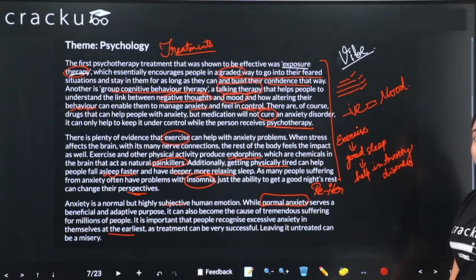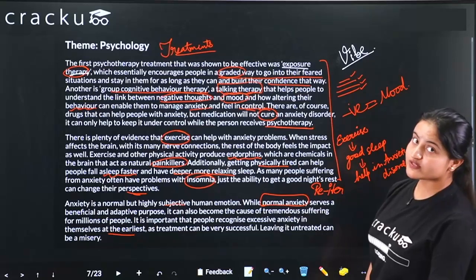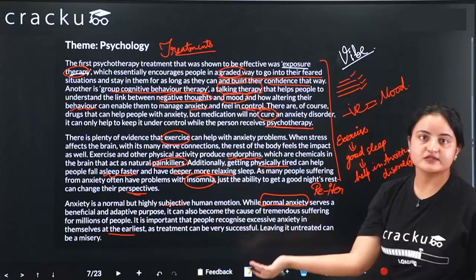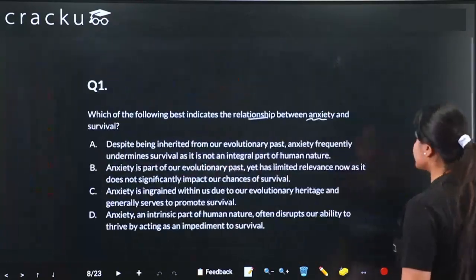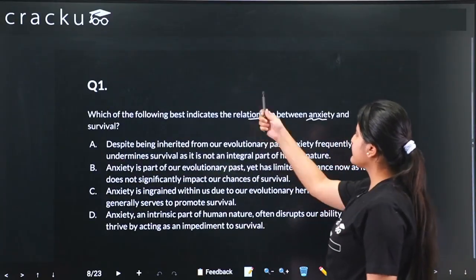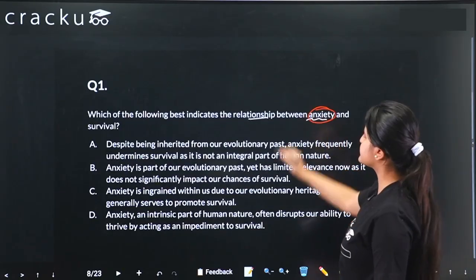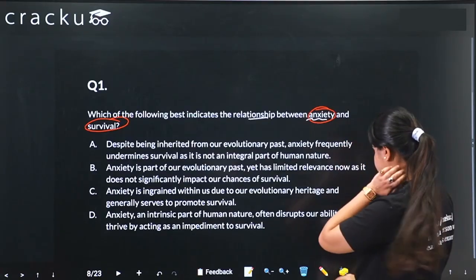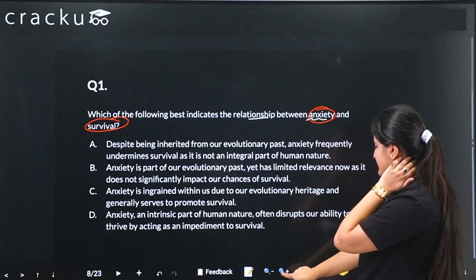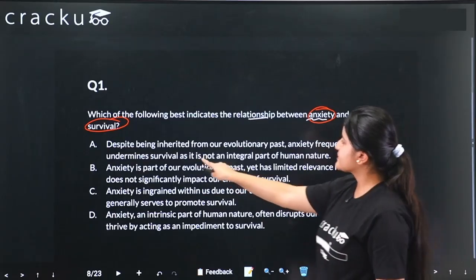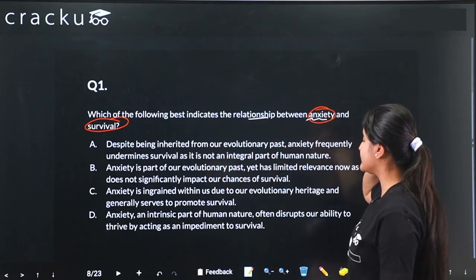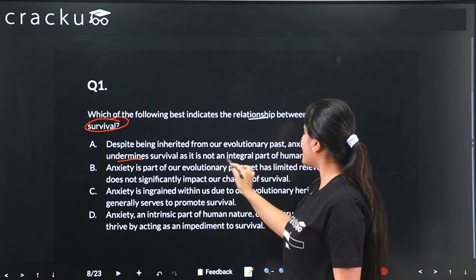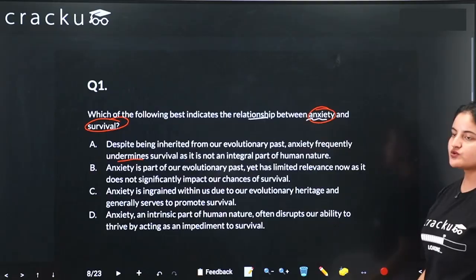Now we can move on to the questions, and see what we have studied, the S.T.O.P technique, the elimination, whether these things work or not. So proof of concept. Which of the following best indicates the relationship between anxiety and survival? So we talked about the relationship between anxiety and survival initially also, right? Despite being inherited from our evolutionary past, anxiety frequently undermines survival as it is not an integral part of human nature. So what we read?